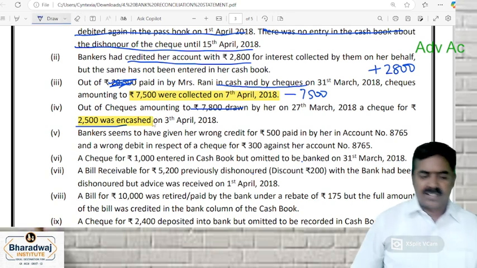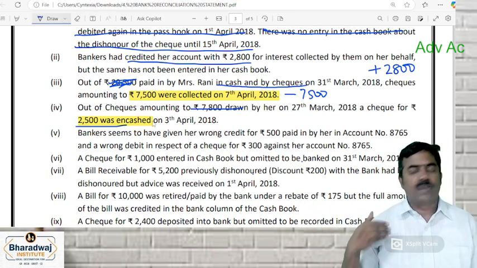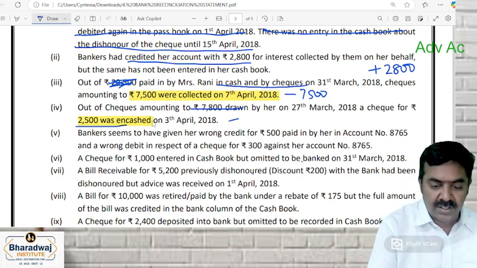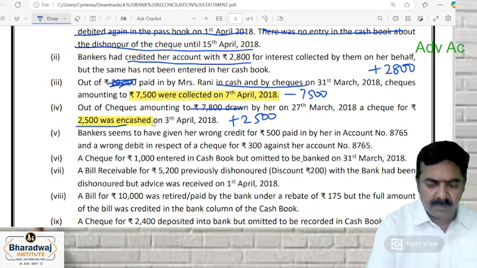Wait. Customer has deducted 2,500. We should also deduct 2,500. OD starting point plus 2,500.